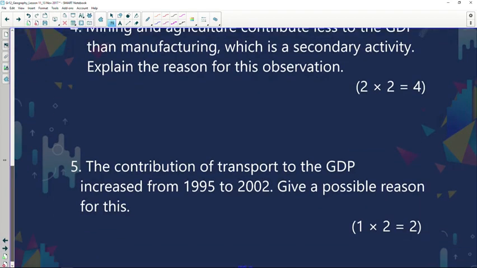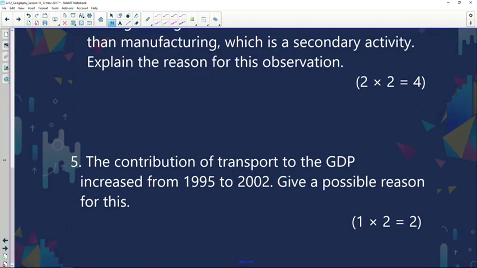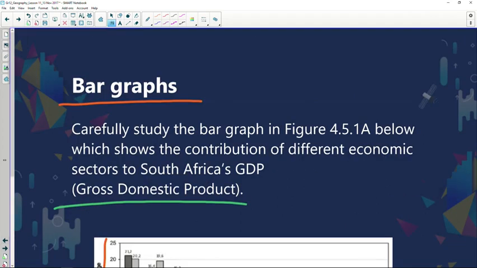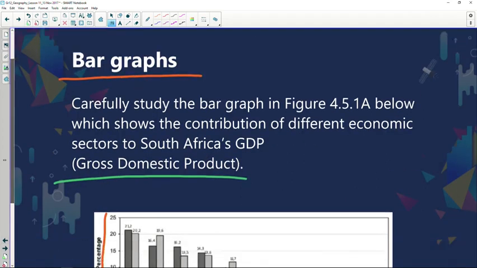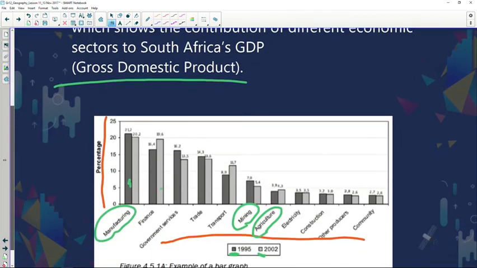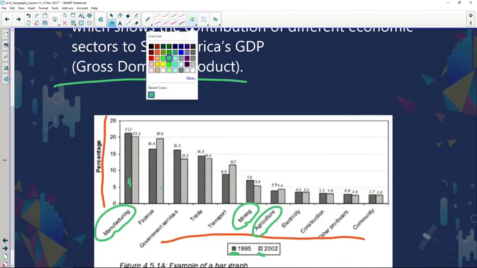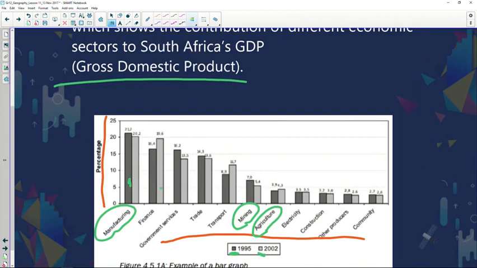Now, the contribution of transport to the GDP increased from 1995 to 2002. Give a reason for your answer. Now let's just quickly have a look at transport over here. As you can see, there's quite a significant difference between the two of them. In 1995, it was 8.9, and in 2002, it has increased to 11.7.